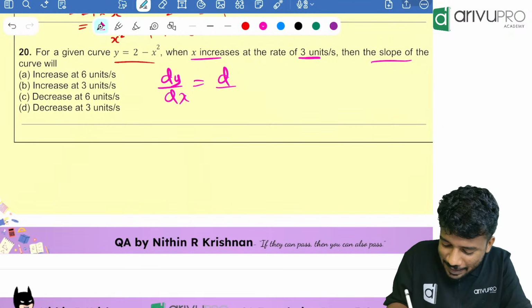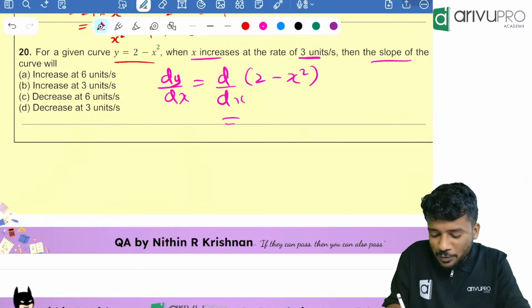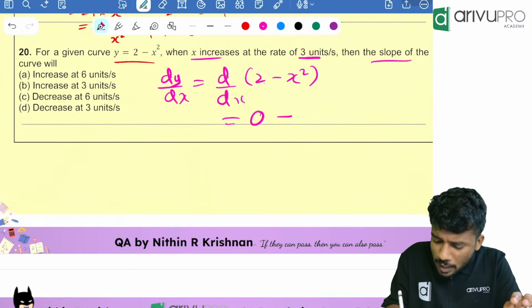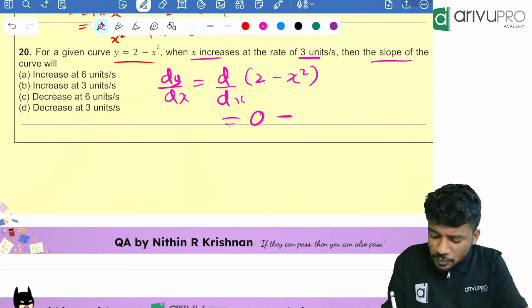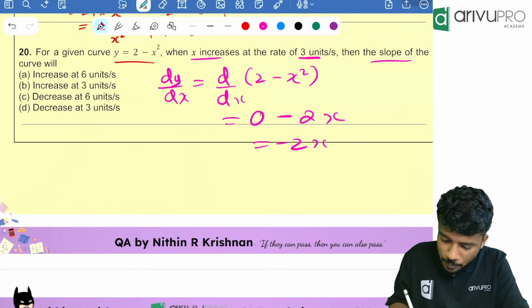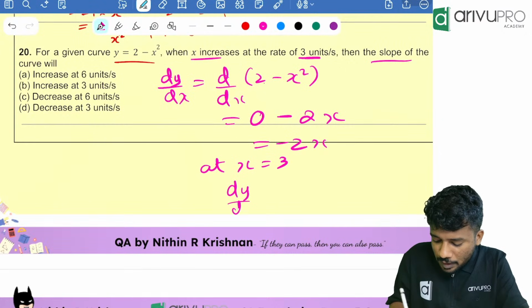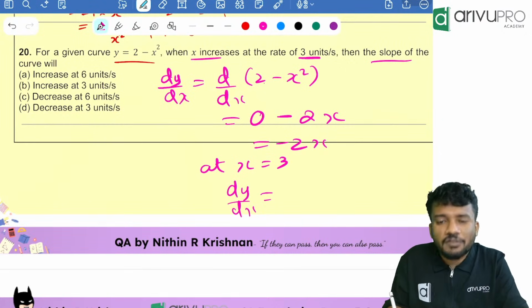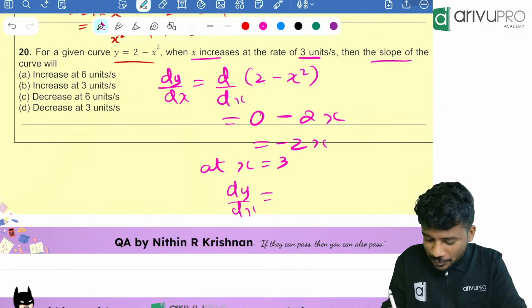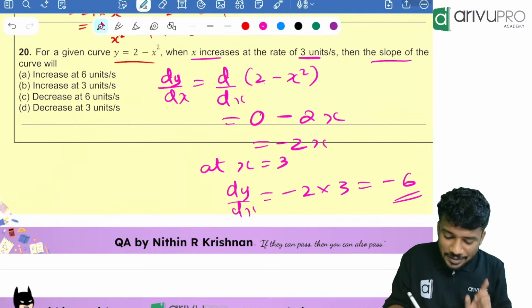That means dy by dx of 2 minus x squared. Derivative of 2 is 0. Then minus of the derivative of x square, which is 2x. So it is equal to minus 2x. Now at x is equal to 3, dy by dx is equal to, instead of x you put x is equal to 3. That means minus 2 into 3. The answer is minus 6.